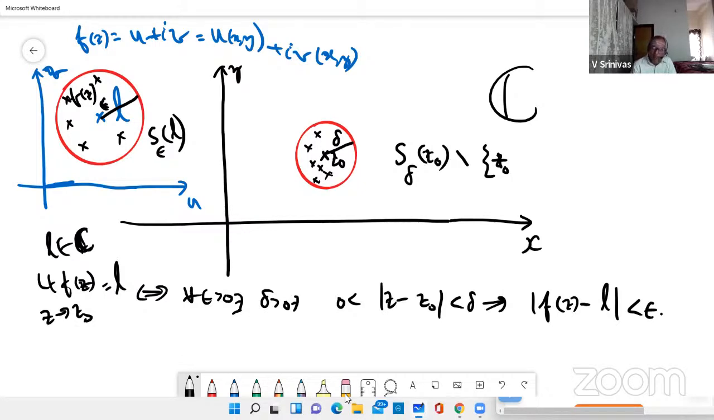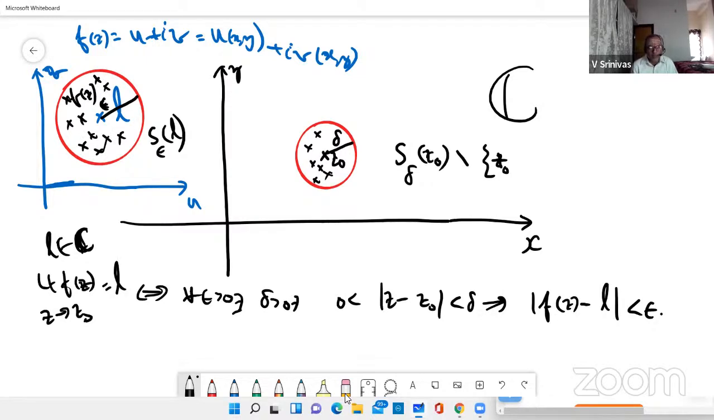You may take any small radius you want for the epsilon neighborhood of L. Small in the sense of radius. Epsilon is the radius of that neighborhood. You take a circle centered at L of radius epsilon, and the points inside that form this epsilon neighborhood.